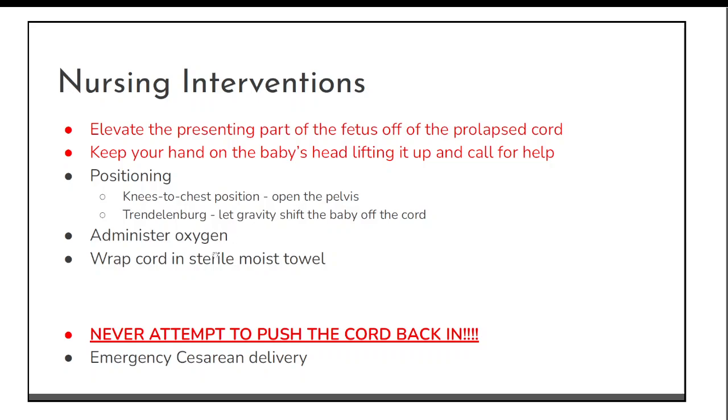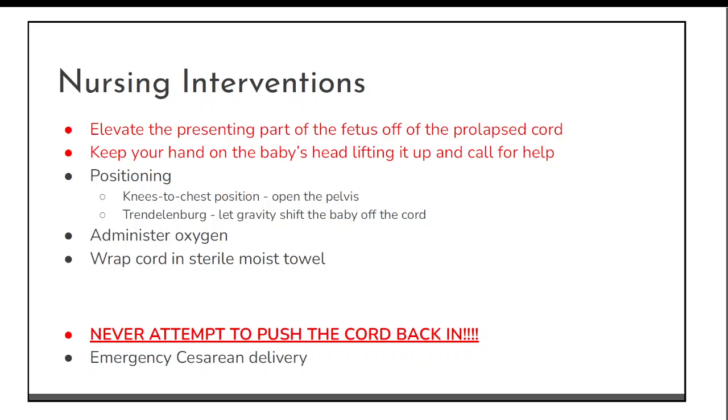Now, as soon as you do that, you're going to call for help, get somebody else in the room, and your nursing friends are going to start doing some other things that can assist us here. There are two positions that help. Knees to chest opens the pelvis a little bit, and then Trendelenburg, head down, legs up. That's going to help shift the baby off of that cord a little bit, right? And let gravity help us out. Now, we can give the mom oxygen, more oxygen to mom, more oxygen to baby.